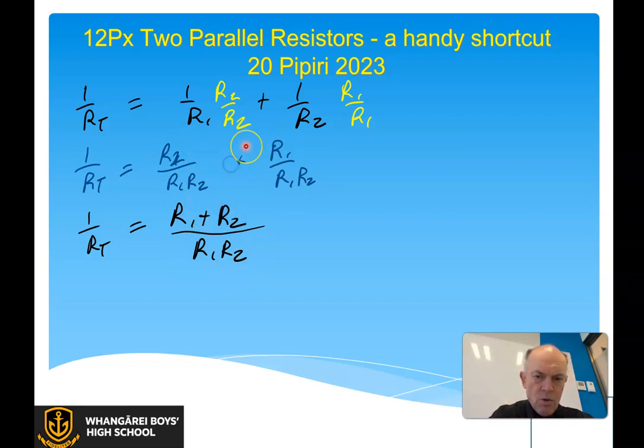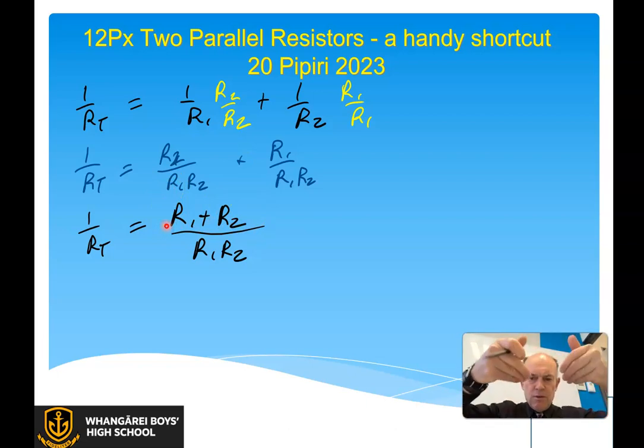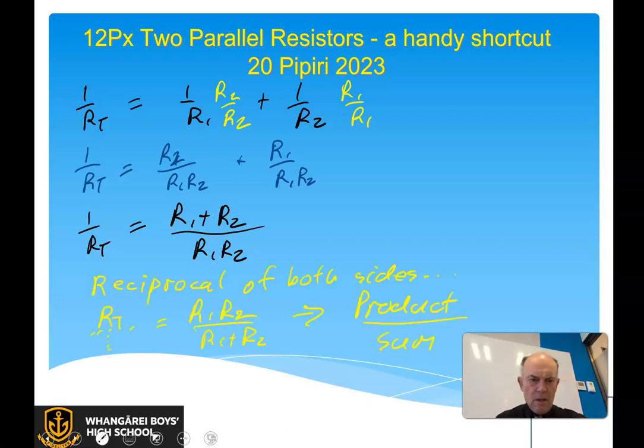And the pluses will work now because we've got the same thing on the bottom. Now we can imagine that we've got brackets around R1 plus R2, and we can then find the reciprocal, tumble both sides. We get RT over 1, the reciprocal of both sides, which is just RT, equal to R1 R2 over R1 plus R2, which for two resistors is the product over the sum. Multiply them together over the two added together.